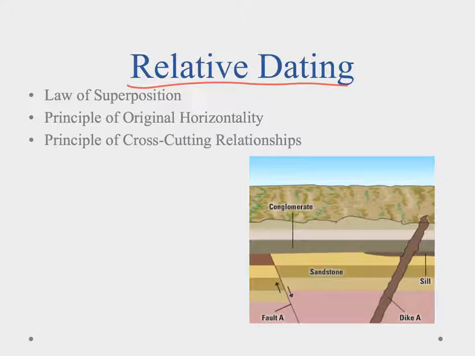Now, for us to be able to do that, we have three different laws that we use. The first one is the law of superposition. The law of superposition can best be described in this type of example. What it's saying is that if we have multiple layers of rock that are undisturbed, the younger ones are going to be on top of the older ones. So let me show you what that means.